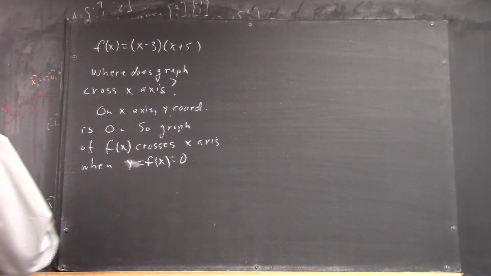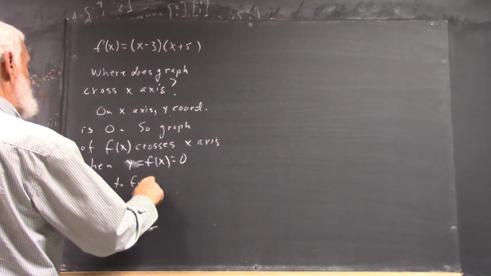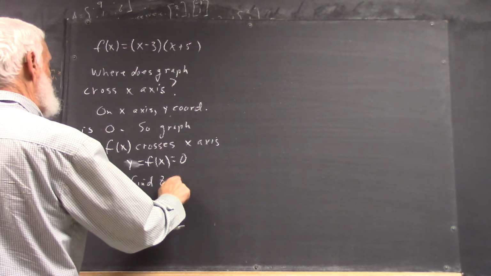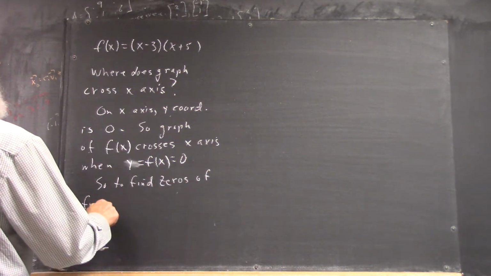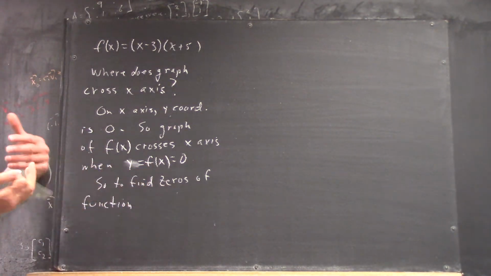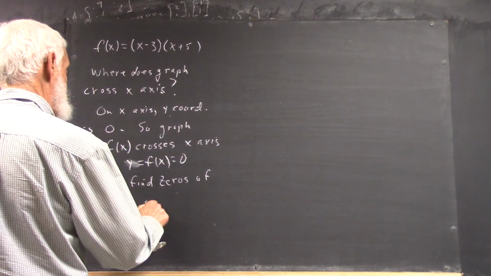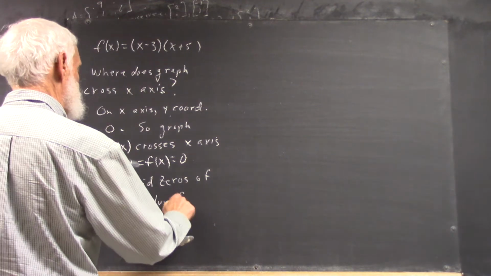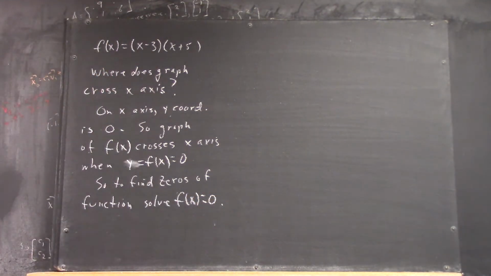So to find zeros of the function, which are identified with the points where the graph crosses the x-axis for these reasons, solve f of x equals 0, right?